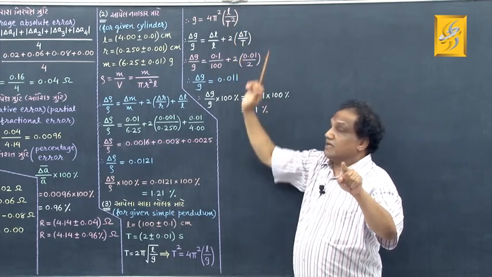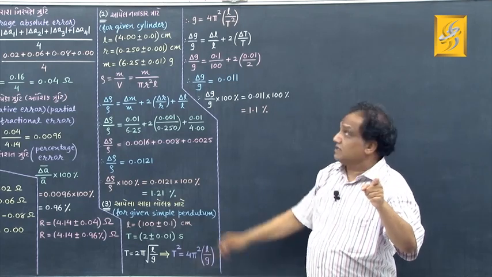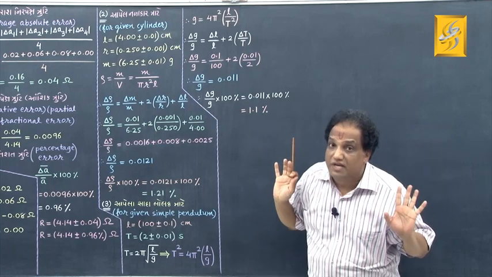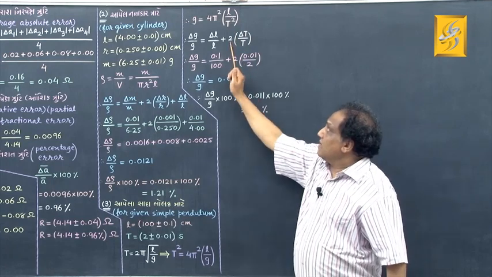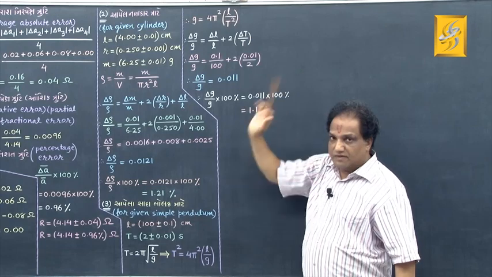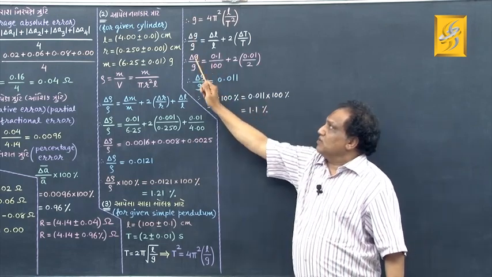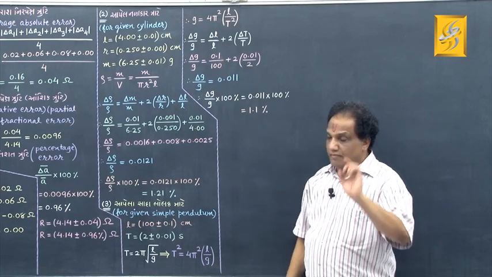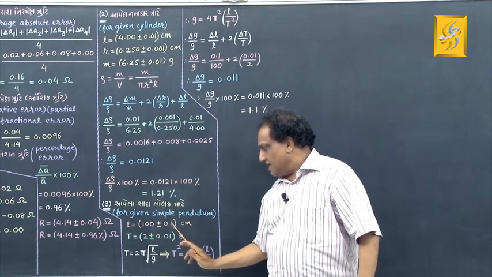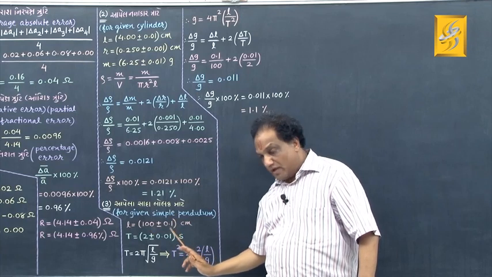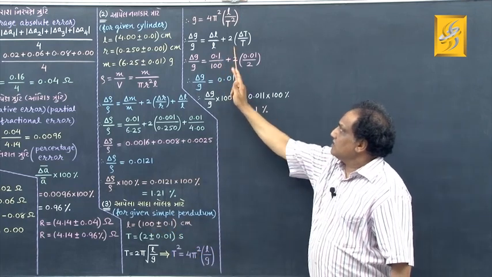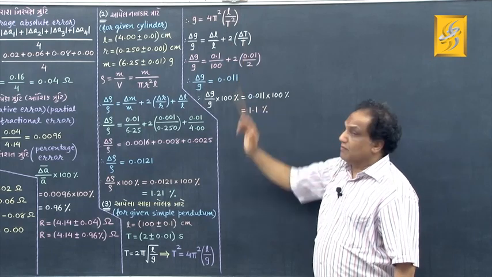Relative error in T square is nothing but 2 times relative error in periodic time T, correct? So, I am writing 2 times delta T upon T. Now, delta G upon G as it is, now it is delta L upon L. In the measurement of length, this is delta L, this is L. So, delta L upon L means 0.1 upon 100 plus 2 times as it is delta T upon T.